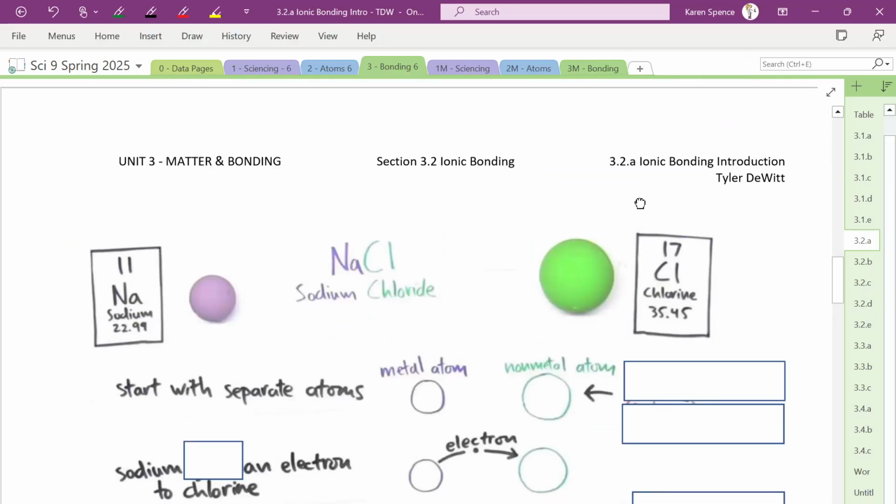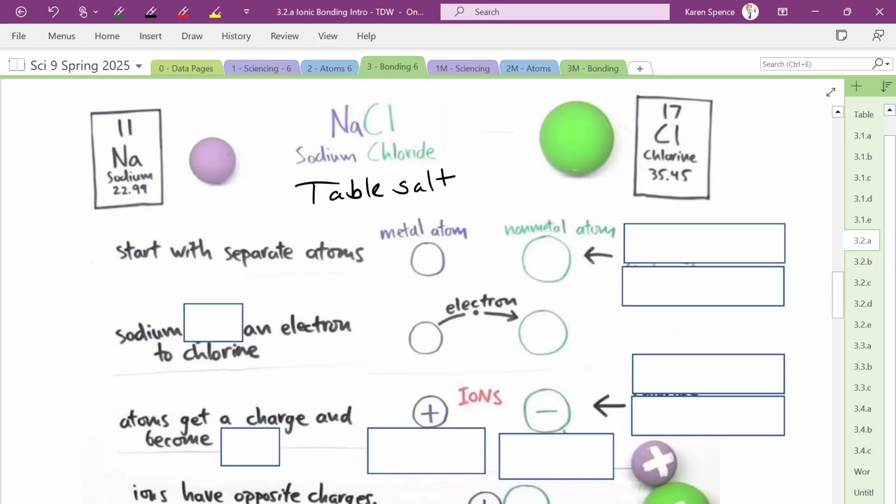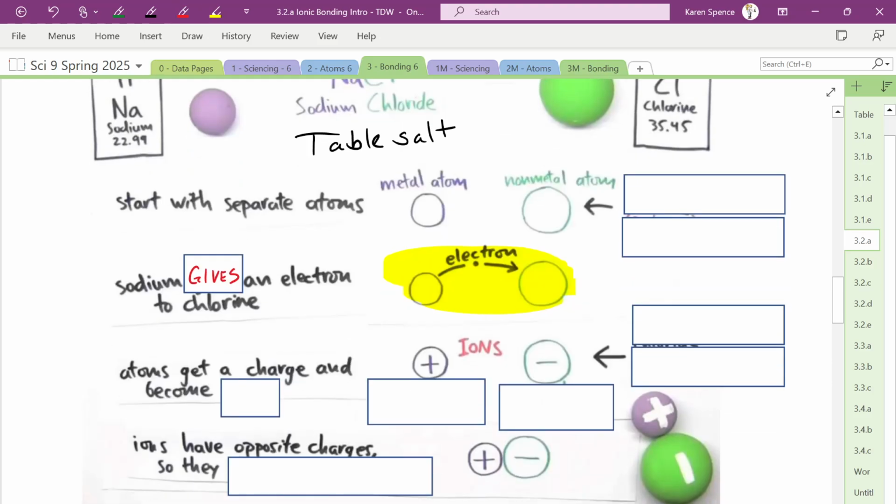So if you want to add in that NaCl is table salt, you can do that. Okay, so this is table salt. And what does sodium do in this step here? Sodium gives an electron to chlorine. And in that process, both atoms get a charge, and what do they become? They become ions.